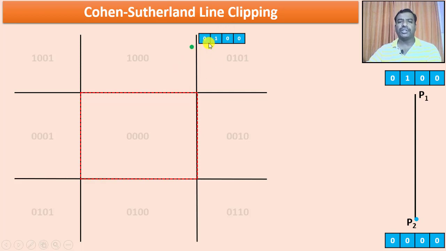Just make a correction here. It should be 1 0 0 0. Please make a small correction here.